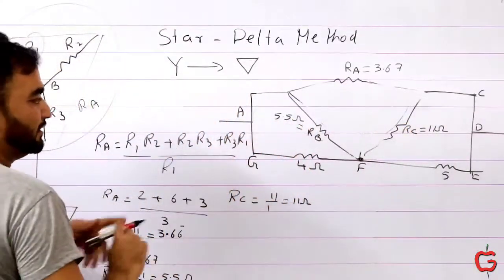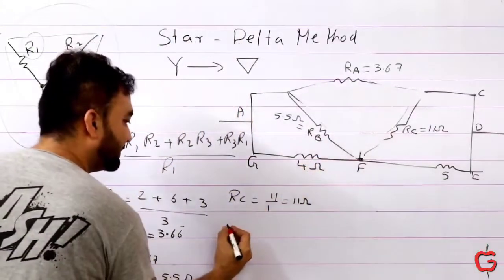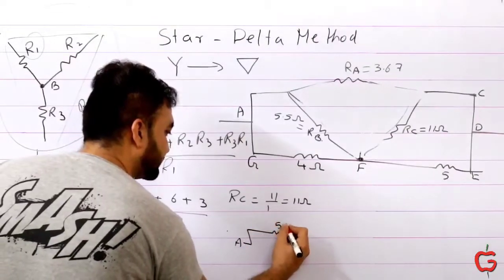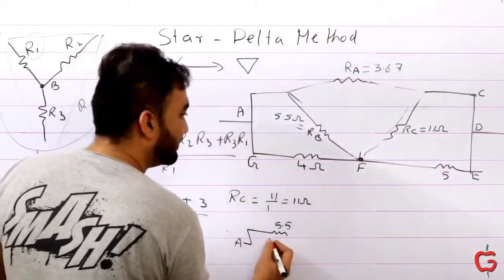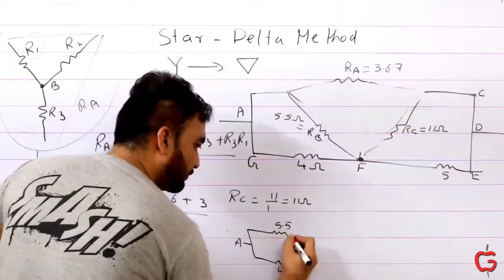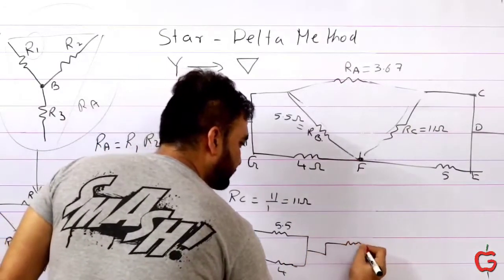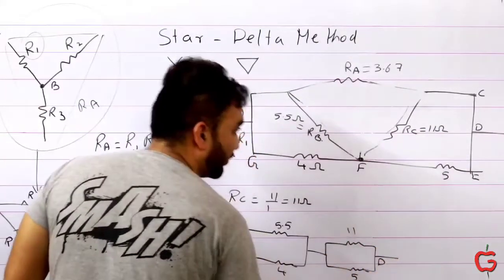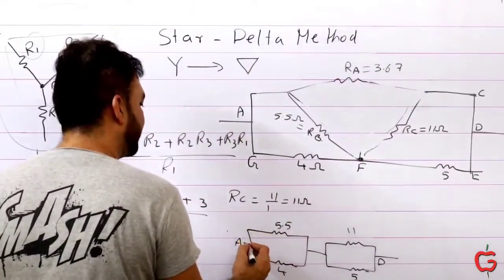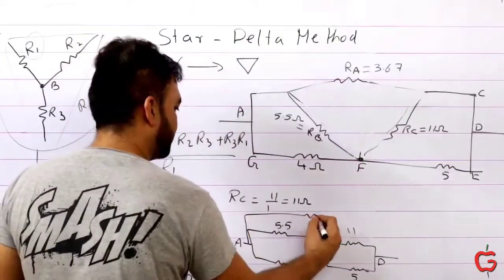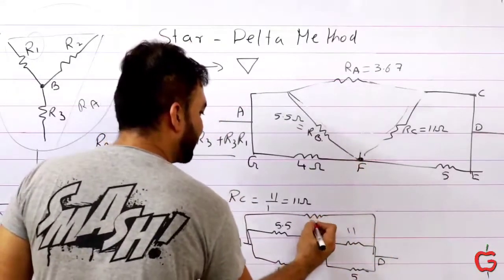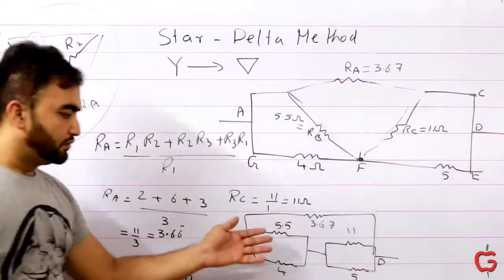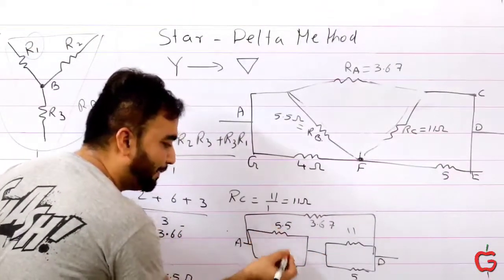So the circuit is simplified. We can see this circuit is simply like this: 5.5, 4, 11, 5, this is our point B, and parallel to these we have 3.67. So now this becomes a series parallel connection. Here we can see 4 and 5.5 are in parallel.